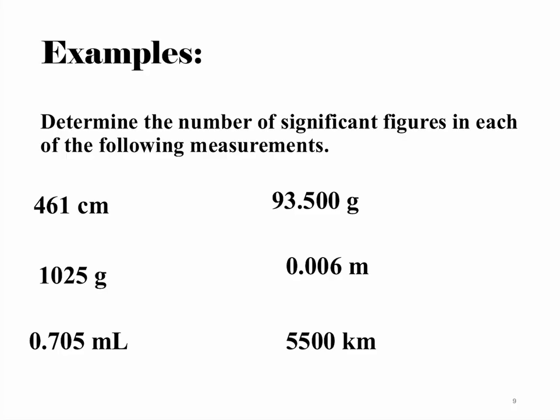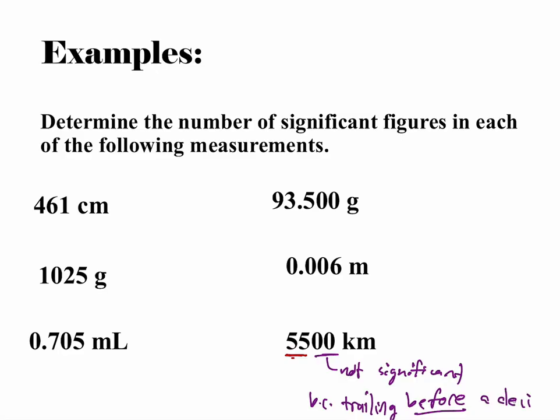Yeah, so for this one, these are two significant digits. These are not significant because they are trailing zeros before a decimal. So this one has two significant figures, SF, significant figures.